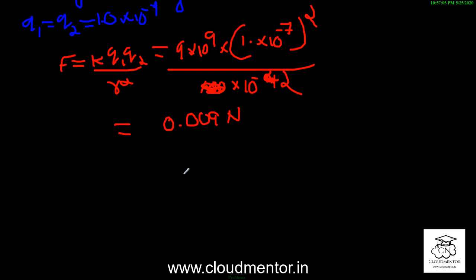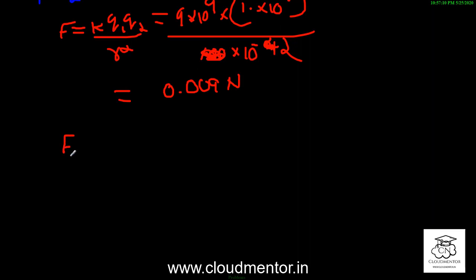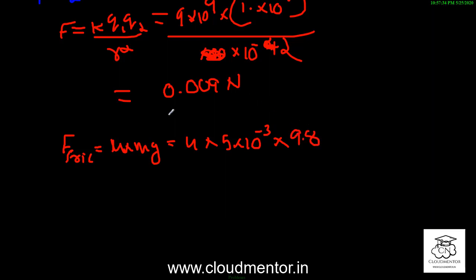And now we need to find the frictional force, that is F friction. The equation for frictional force is mu mg. Mu we don't know, and mass is 5 multiplied by 10 raised to minus 3, multiplied by g, we can take it as 9.8 or 10, and by doing the calculation it will be 0.049 mu Newton.